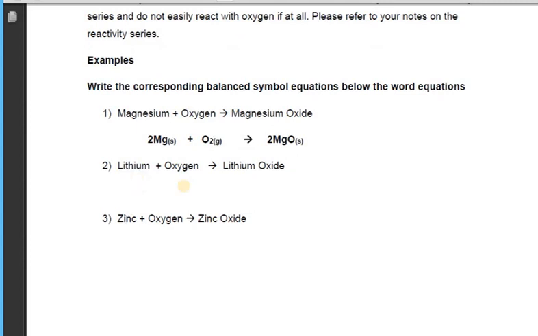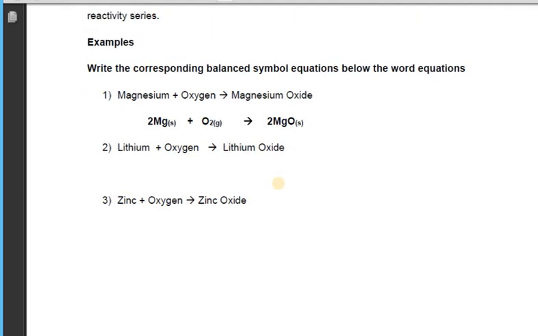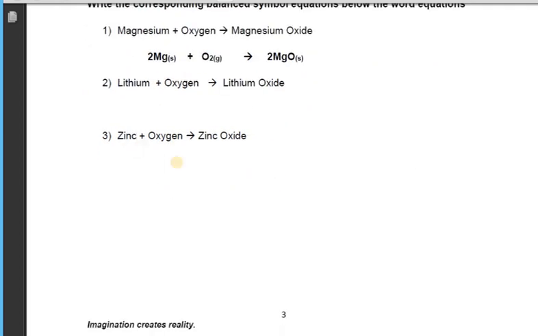You guys will then fill in the one for lithium plus oxygen to produce lithium oxide, zinc plus oxygen to produce zinc oxide. Okay, so please pause the video for a few minutes and fill in and write these equations. Please try to write them properly, balance your equations, and also write the state symbols.